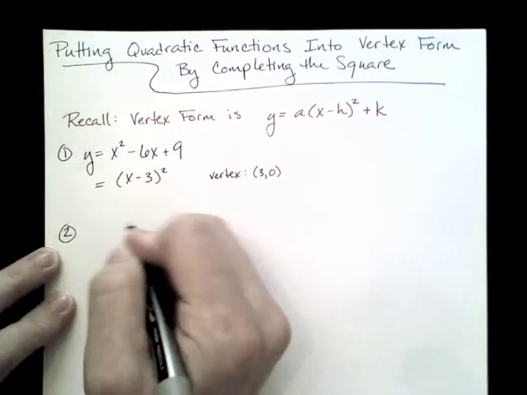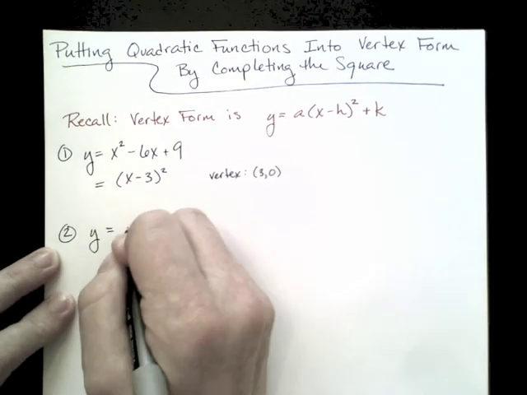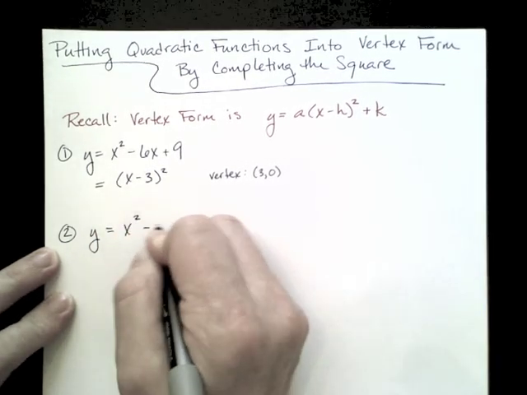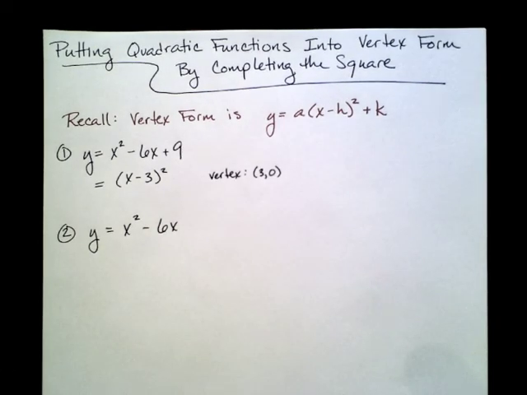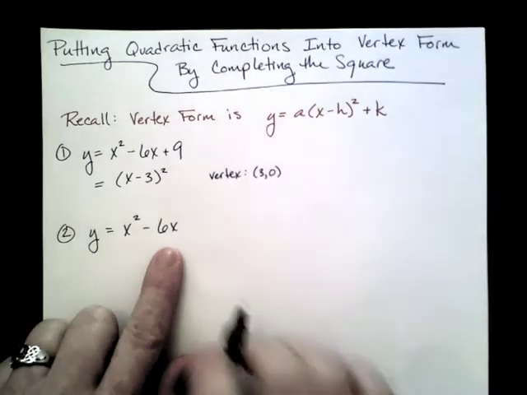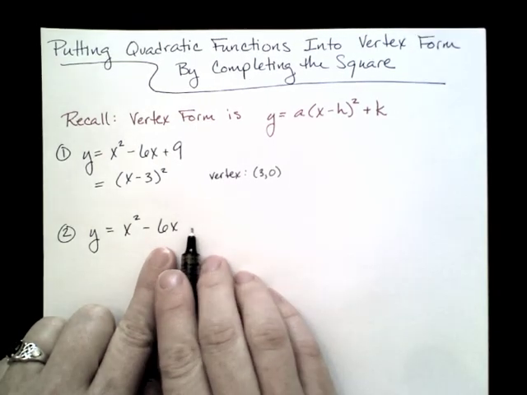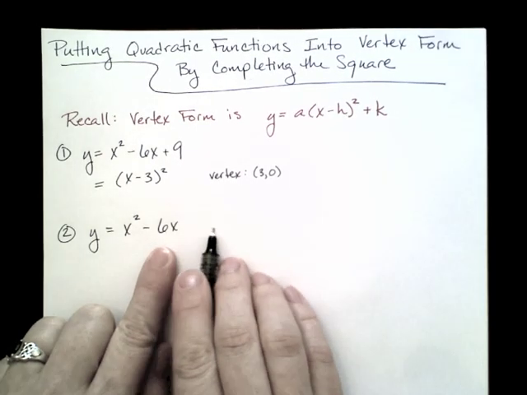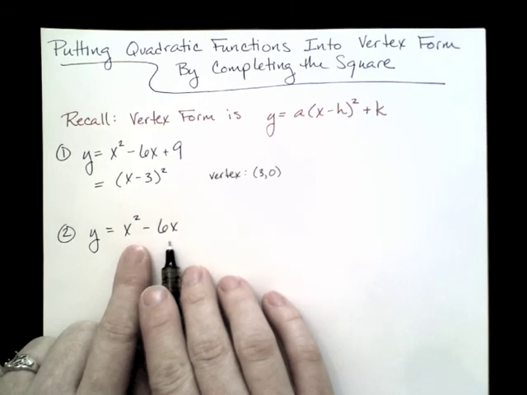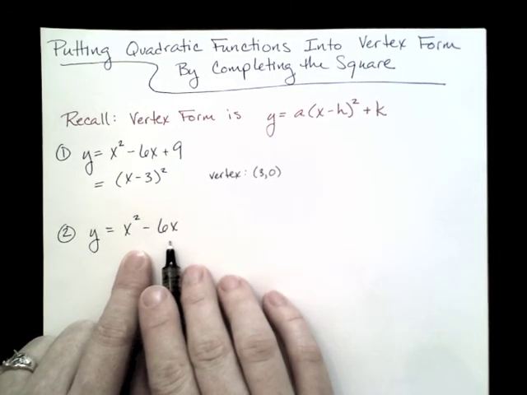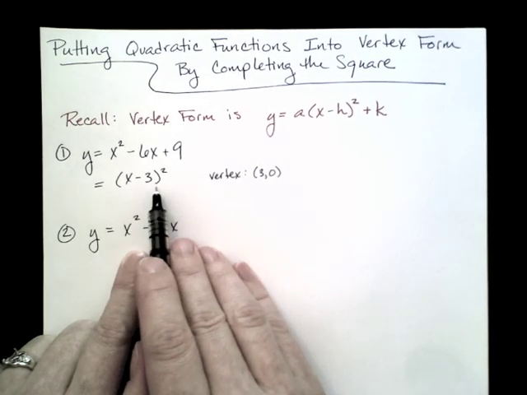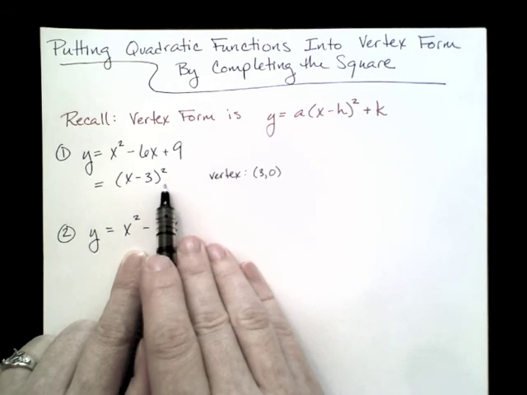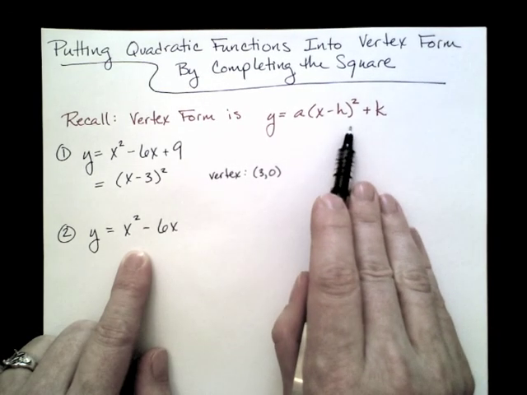Next, let's do a related one. x squared minus 6x. Now, I don't have a constant term here. I could factor out an x if I were interested in a factorization, but I'm not. I'm only interested in things that factor as perfect squares because, well, that is what vertex form is. That's my goal.